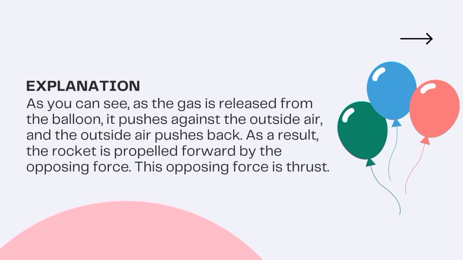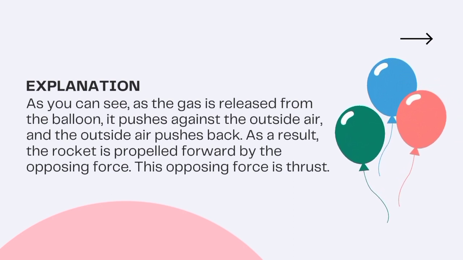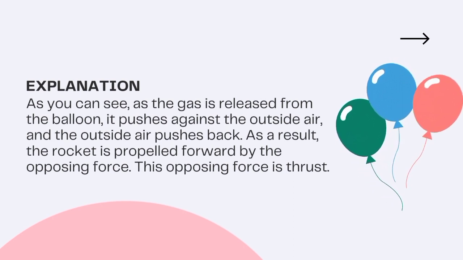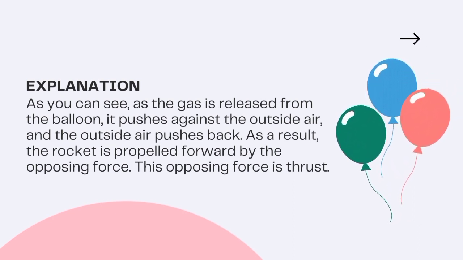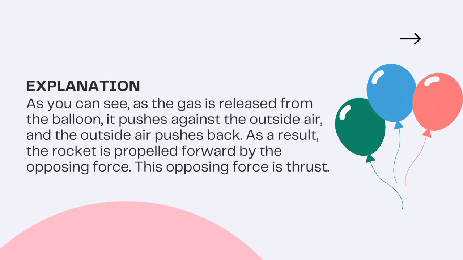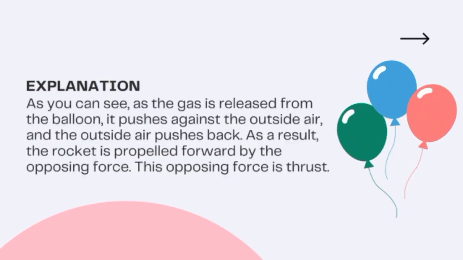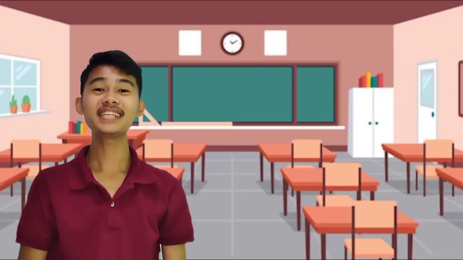As you can see, as the gas is released from the balloon, it pushes against the outside air, and the outside air pushes back. As a result, the rocket is propelled forward by the opposing force. This opposing force is thrust. That concludes our activities for today.